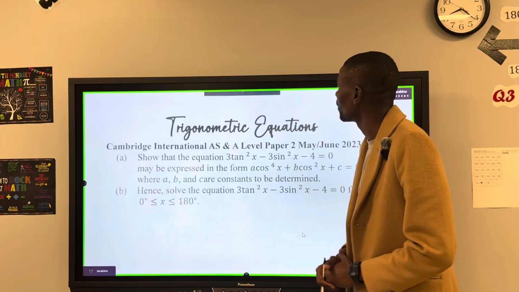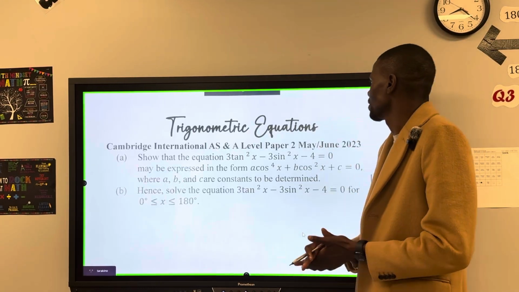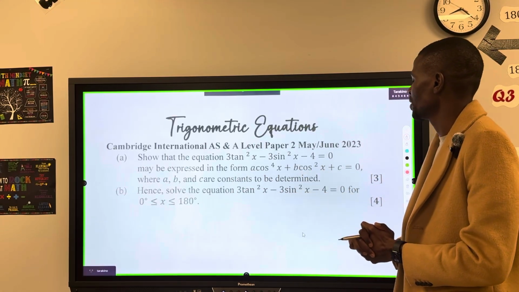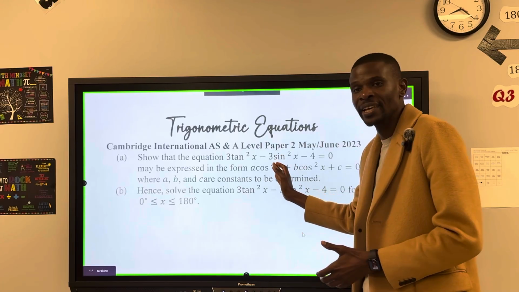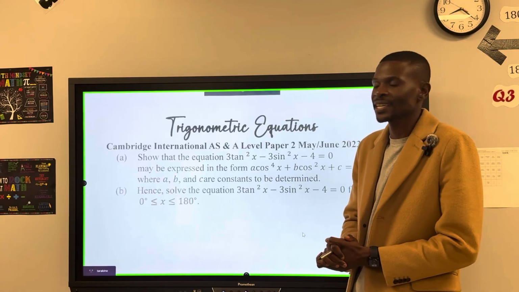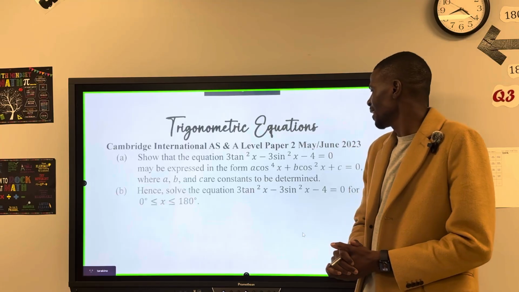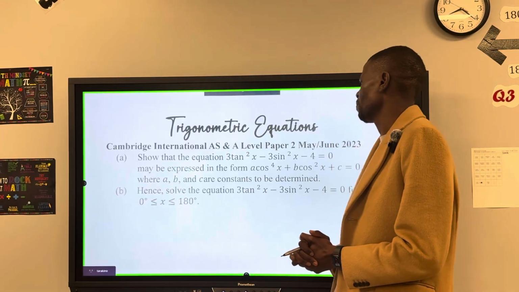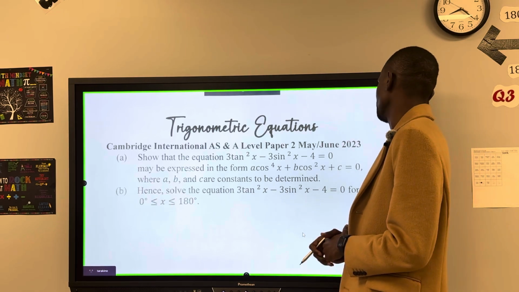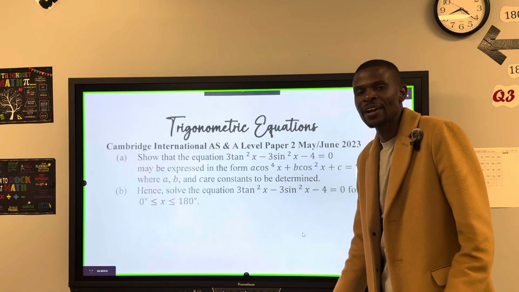Okay, we have a problem on trigonometric equations and it's a Cambridge June 2023. First part of the question reads, show that the equation 3 tan squared x minus 3 sine squared x minus 4 equal to 0 may be expressed in the form a cos to the fourth x plus b cos squared x plus c equal to 0, where a, b, and c are constants to be determined. Then part B, hence solve the equation 3 tan squared x minus 3 sine squared x minus 4 equal to 0 for the range from 0 degrees to 180 degrees.